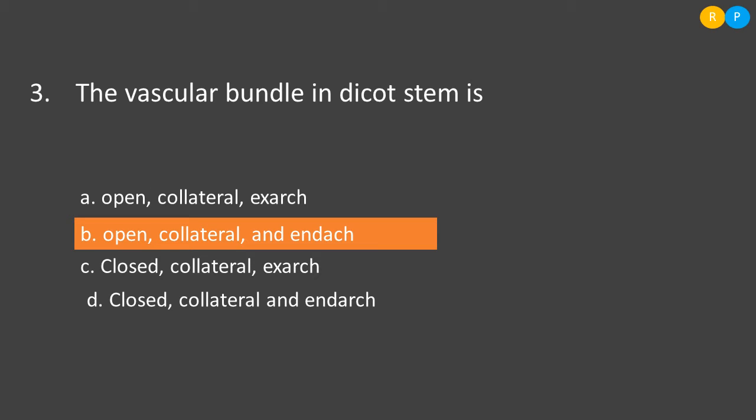Then option C, closed, collateral and exarch. A closed type of vascular bundle is not there in the dicot stem. Cambium will always be present between the xylem and phloem for secondary growth. So the correct answer is option B.